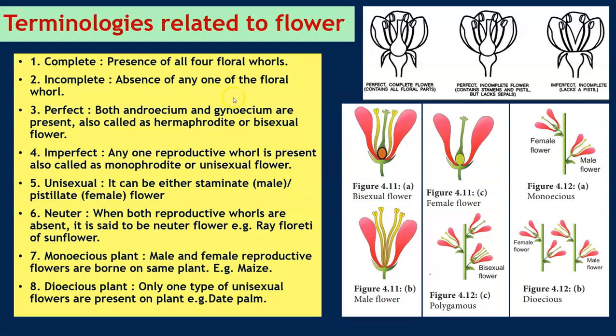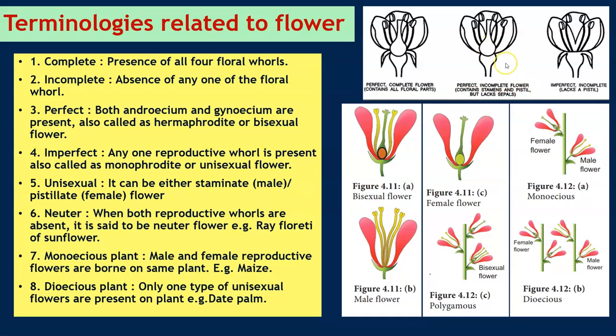Then next we have an incomplete flower. Absence of any one of the floral whorls is called an incomplete flower. Have a look at this image here. Can you identify what is missing in this image? Yes, if you see here, we do not see the calyx here. So such a flower is called an incomplete calyx.